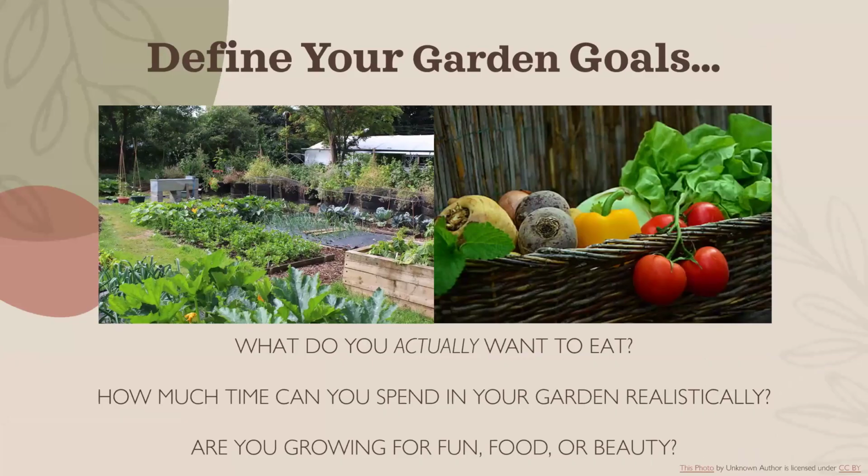And so we also want to define your own garden goals when you're planning for your garden. Just because someone else is growing a whole row of cucumbers and tomatoes doesn't mean that that's what you should grow if you don't actually want to eat those. Sometimes I see people try and grow things just for the fun of it, and that's great too. But grow what you actually want to eat.